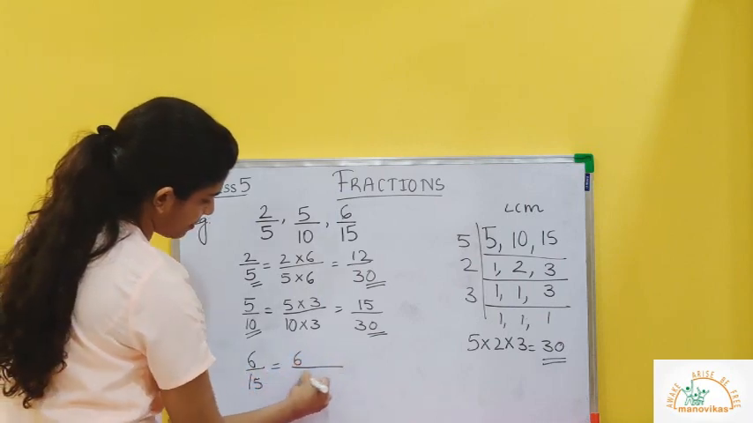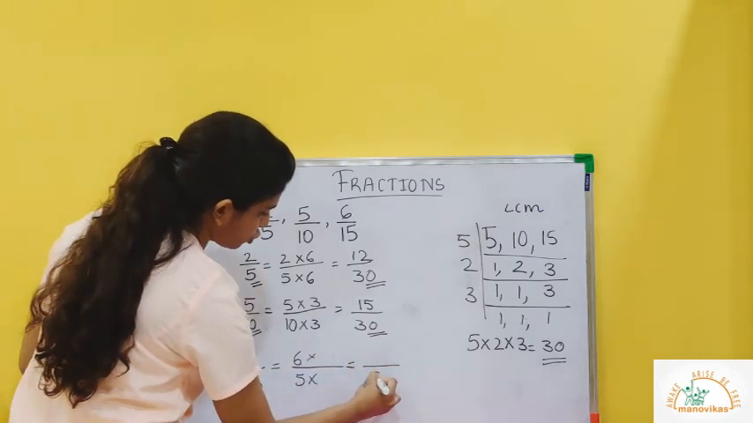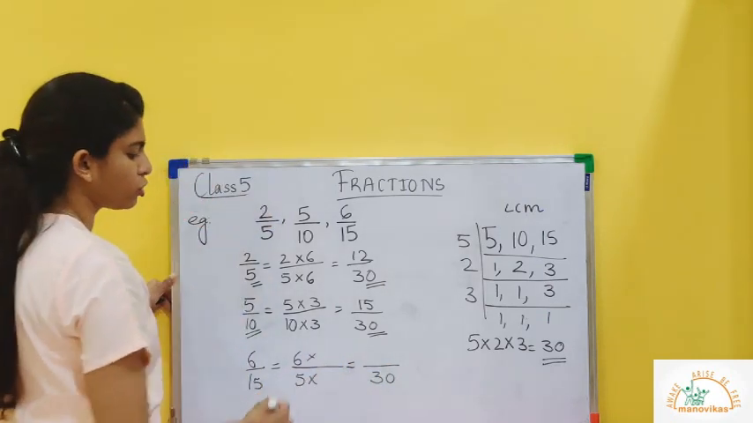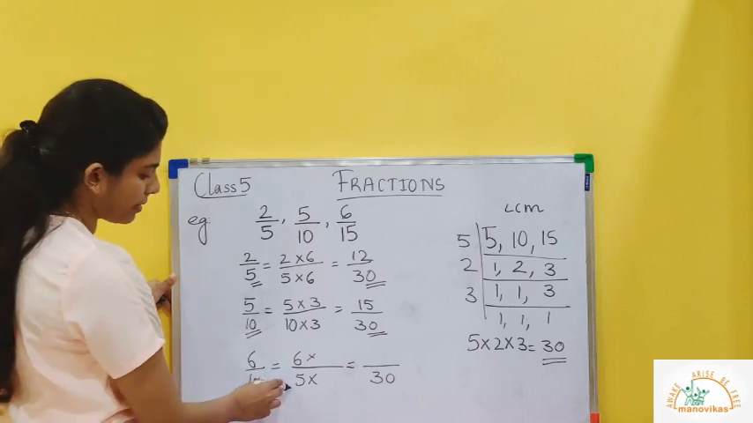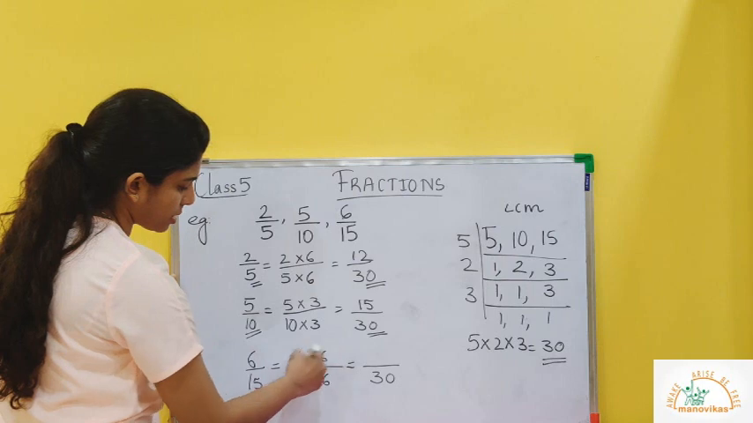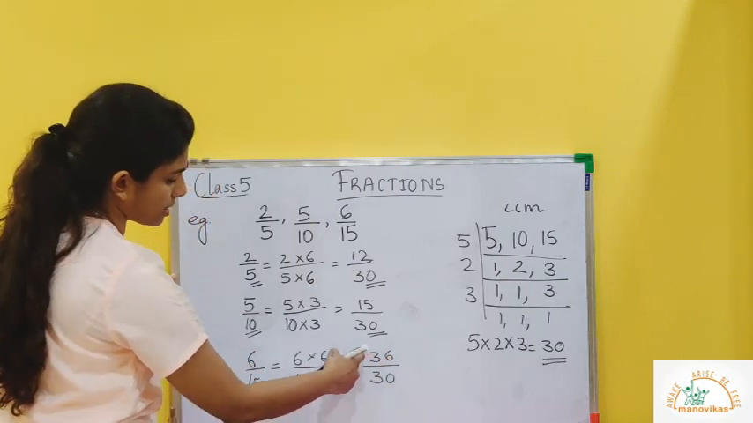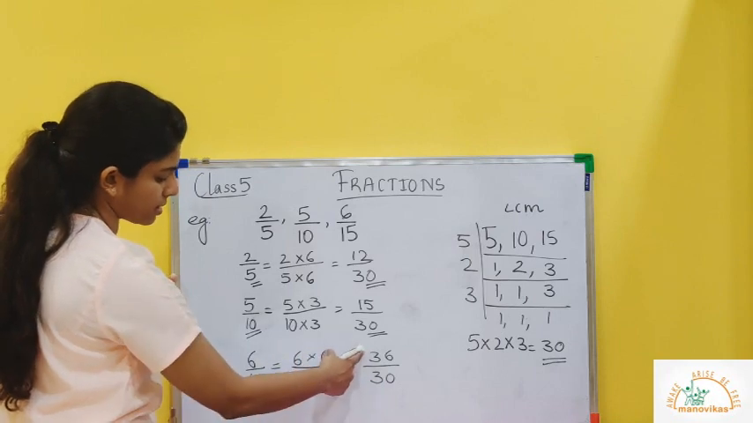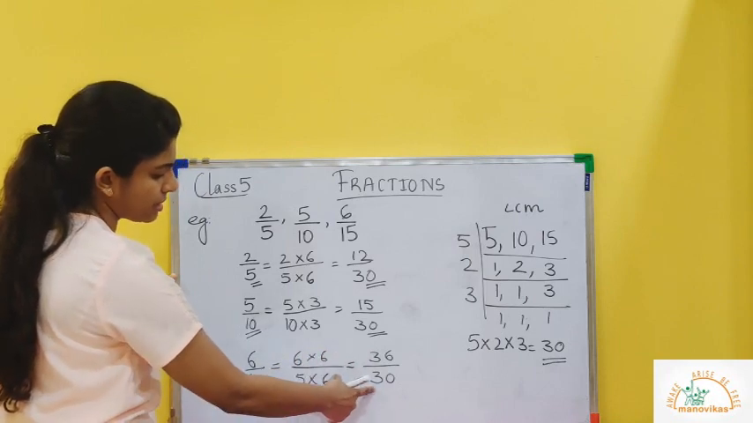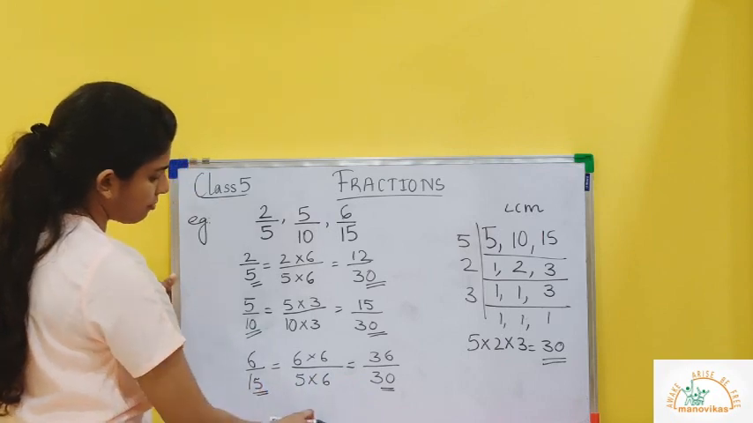So I will write, this should be 30. The denominator should be 30. So if I multiply by something, it should be 30, right? It is 2 ways. So 6 into 6. Sorry, 6 into 6 is 36, and 5 into 6 is 30. So you got it for 6 upon 15.